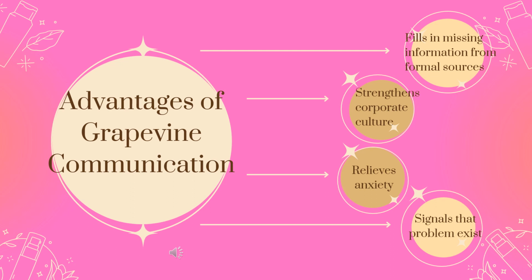Next, relieves anxiety. The grapevine communication can relieve anxiety as grapevine communication practices us to be more comfortable in social interactions. Lastly, it gives signals that a problem exists. Grapevine can give signals when there is a problem as it carries information much faster.